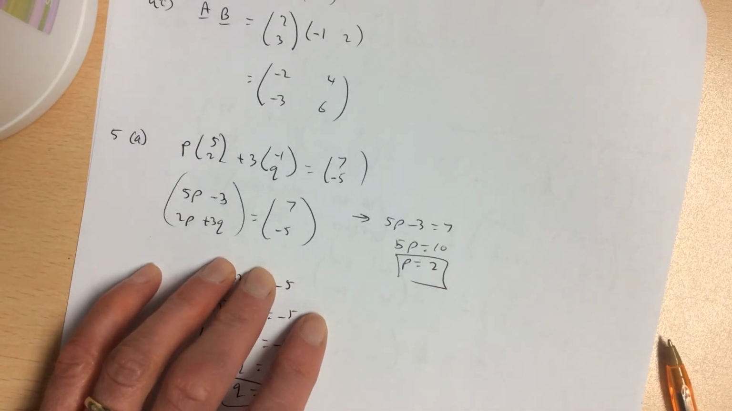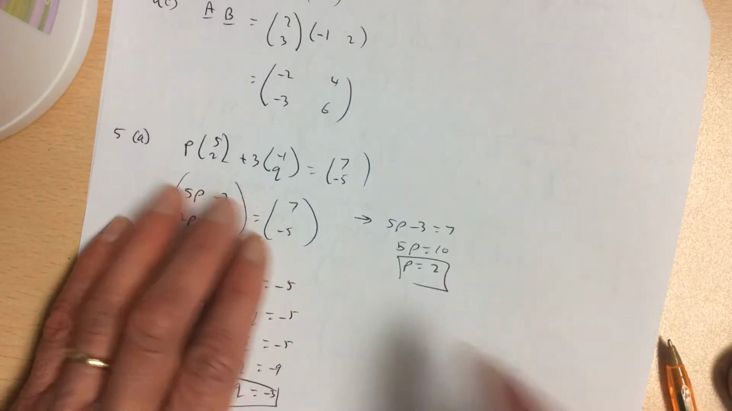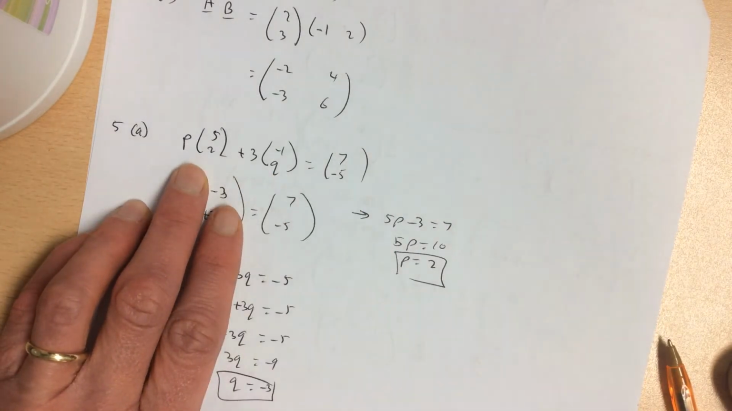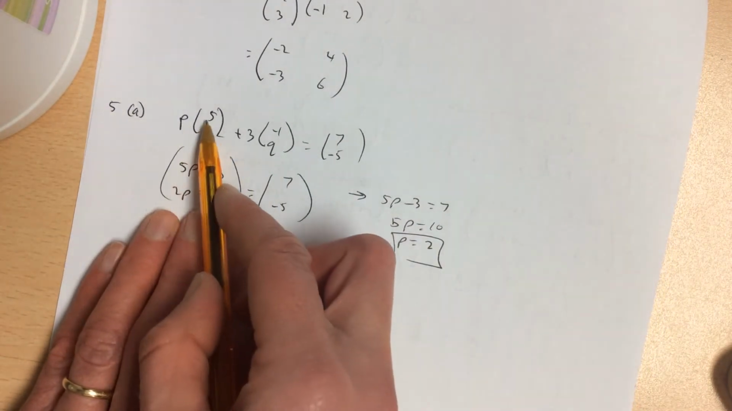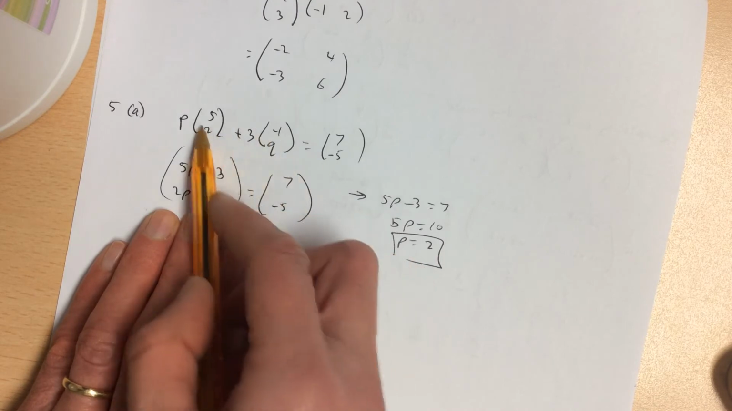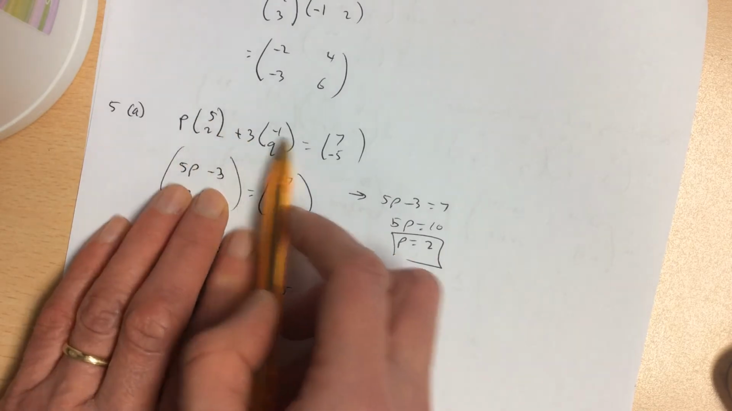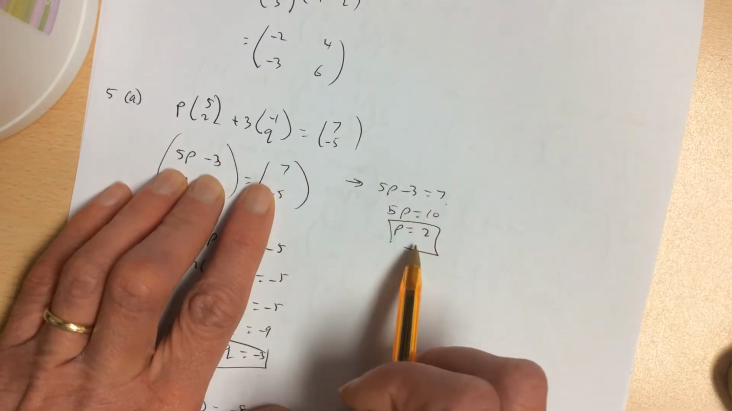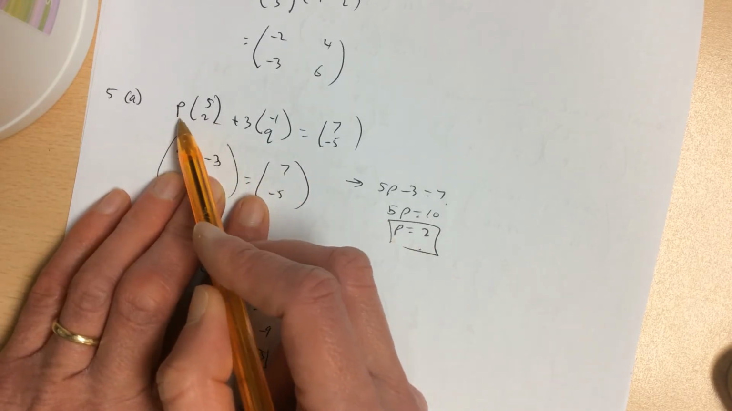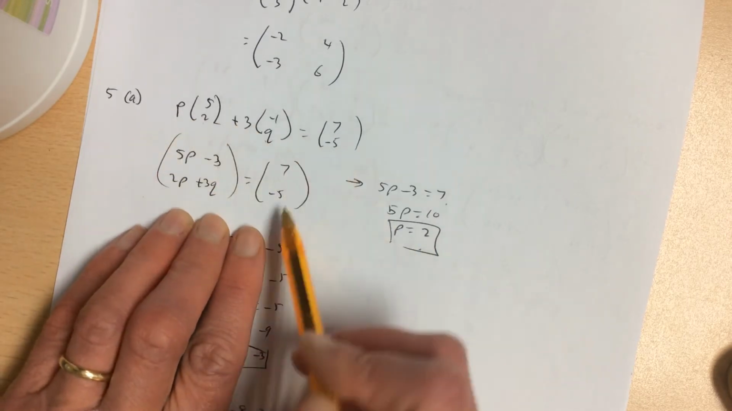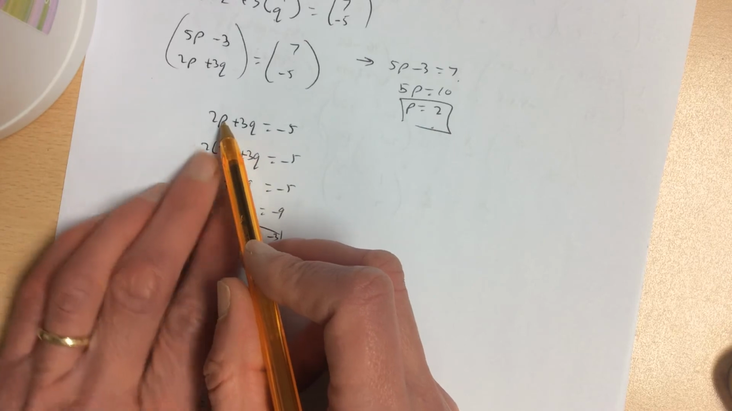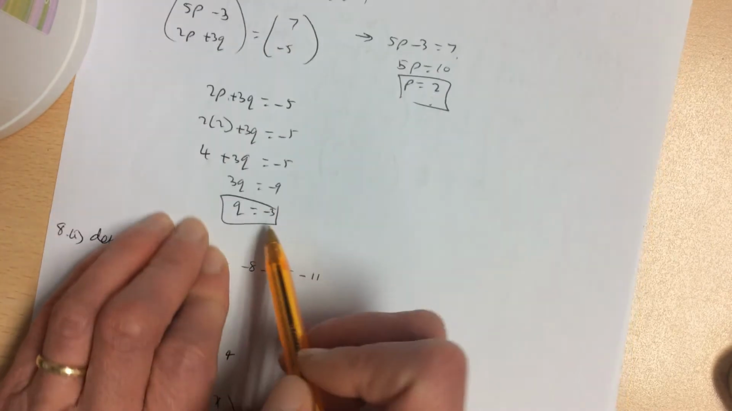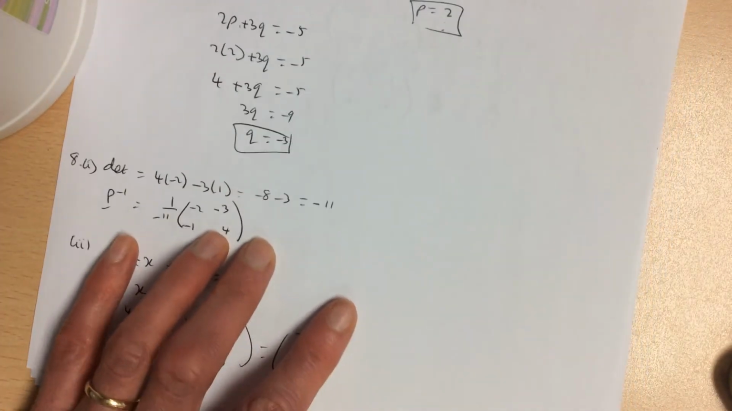Number 5, write out what they've given you, okay? Multiply through by P and multiply through by 3. So 5P take away 3 equals 7. You can work out P. Do the same for the bottom row. 2P add 3Q equals minus 5. You know what your P is. You can then work out your Q.